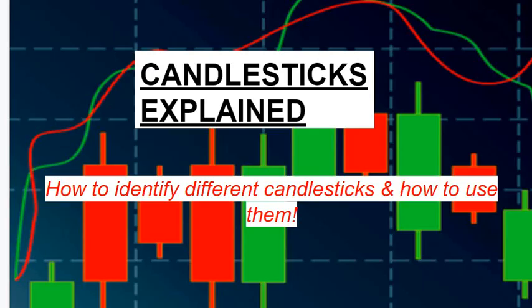Been getting a ton of messages lately about how to identify different candlesticks, how to use them. It seems like there's a lot of confusion with candlesticks, and I can totally understand why. There's a ton of different candlesticks, a ton of different theories on how to use them, and it can be definitely overwhelming. So to cut through a lot of the nonsense and the extra stuff, I just want to get to the nitty-gritty, the heart of it all.